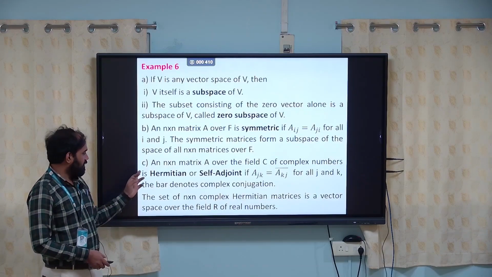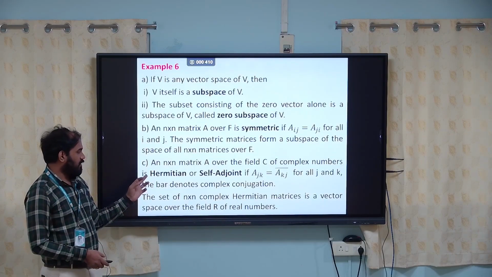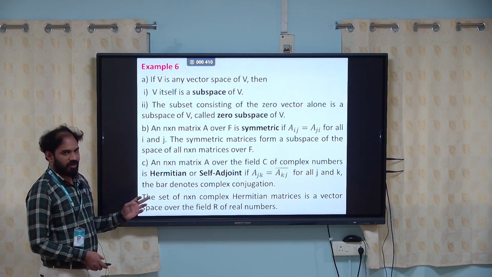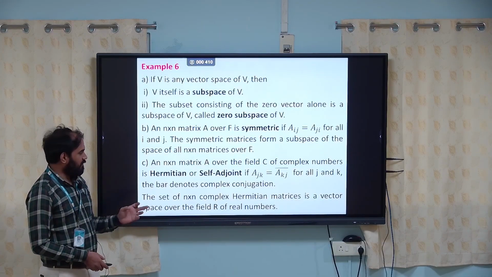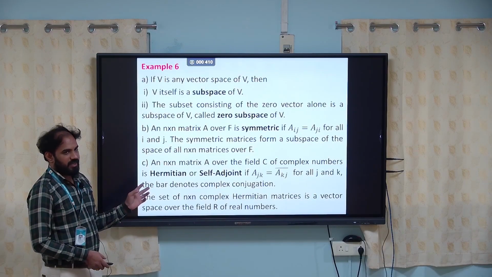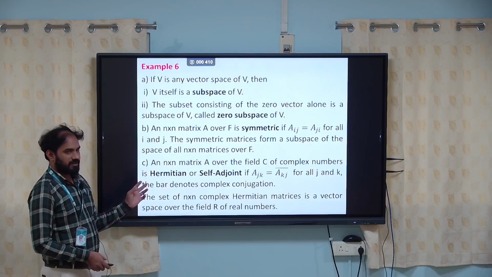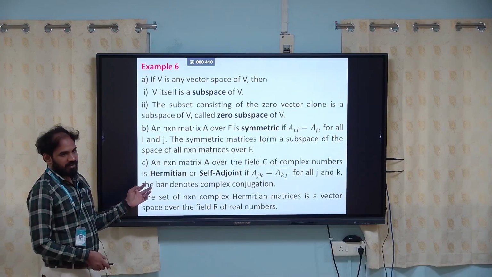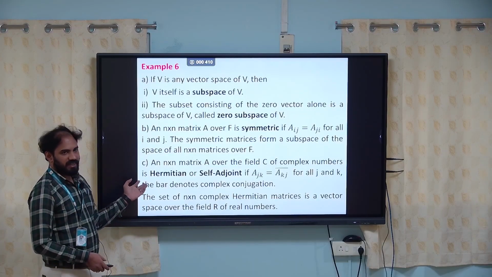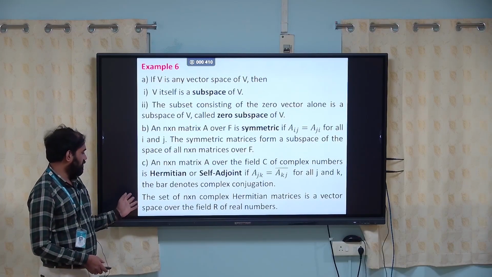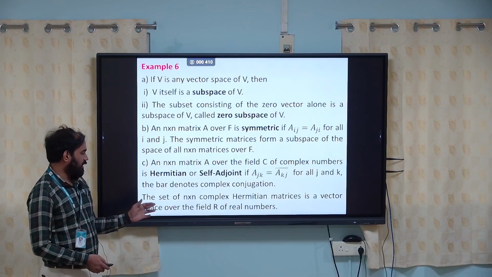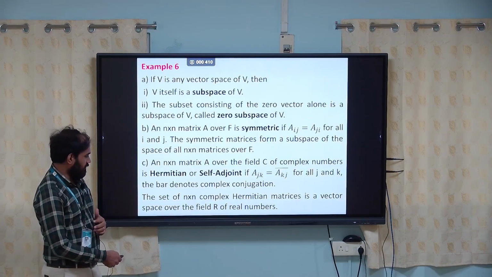The next example is the collection of n cross n matrices over the field of complex numbers, where I am collecting only the Hermitian matrices, or self-adjoint matrices. The meaning of a Hermitian matrix is that A ij equals the conjugate of A ji. This is called a Hermitian matrix. I am collecting only the Hermitian matrices. This is also a subspace of the vector space, where the vector space is the set of all n cross n matrices. That's all. The set of all n cross n complex Hermitian matrices is a real vector space.